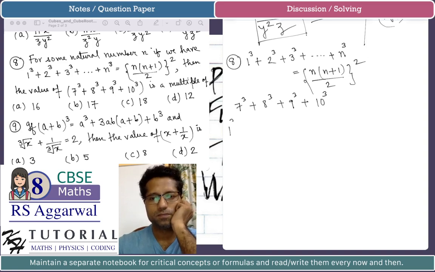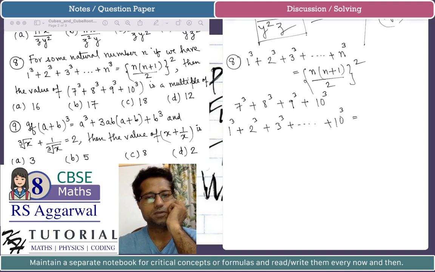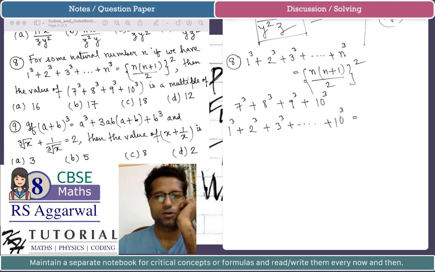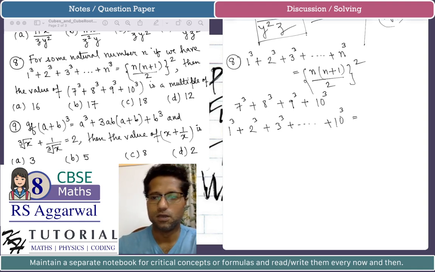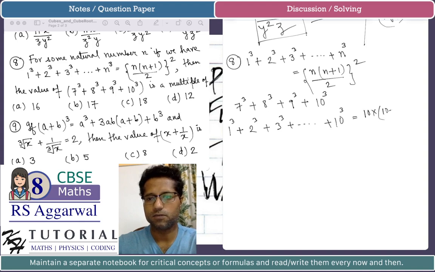1 cube plus 2 cube plus 3 cube plus 10 cube. I know as per the given formula, 1 cube plus 2 cube plus 3 cube plus dot dot dot plus n cube is the sum of cube of first n natural numbers. So its value will be, as per the given formula, 10 multiplied by 10 plus 1 divided by 2, and its whole square.